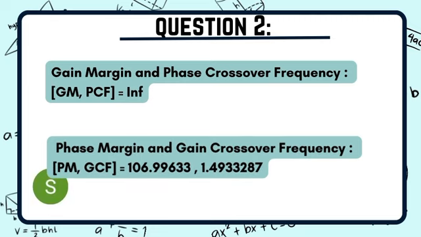From the simulation in Scilab, we got that the gain margin and phase crossover frequency are infinity, while the phase margin and gain crossover frequency are 106.99633 and 1.4933287.